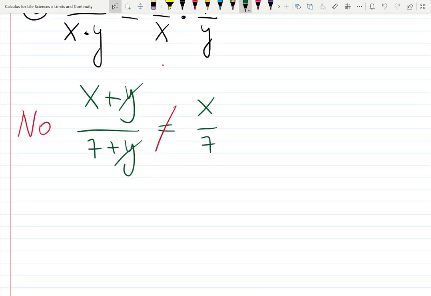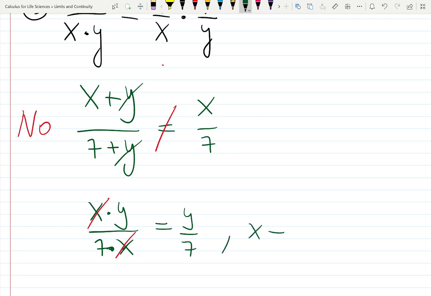Next one, let's check this one. x times y over 7 times x. I want to cancel out and write down y over 7. How about that? Yeah, we can do that if x is not 0. Remember, we cannot cancel out zeros, but if x is not 0, yeah, why not? So the answer is yes. They all agree? You see the difference, products and additions and stuff?